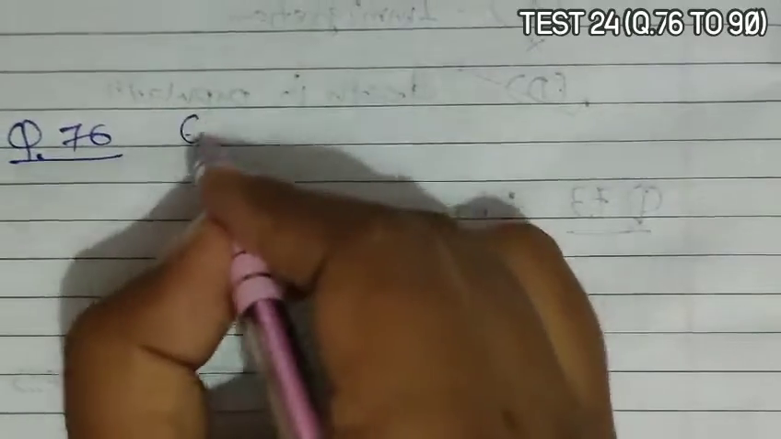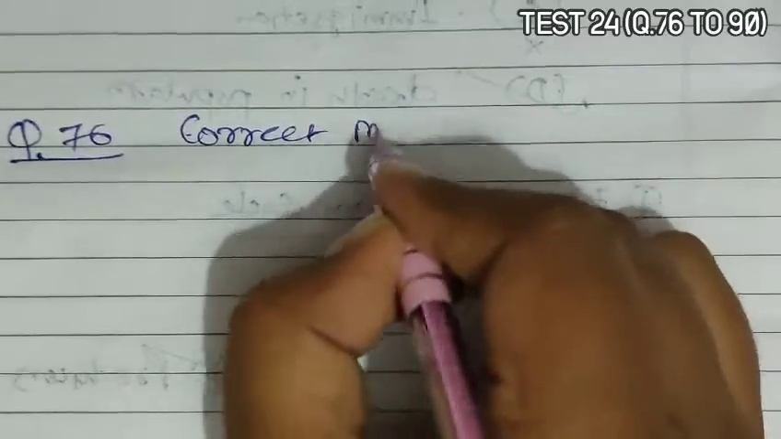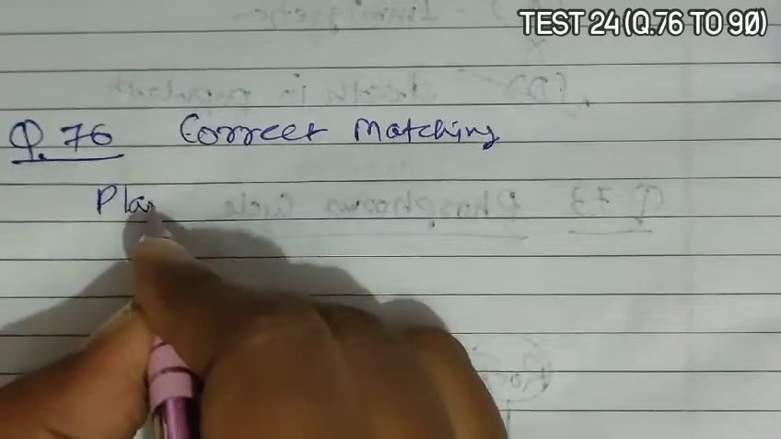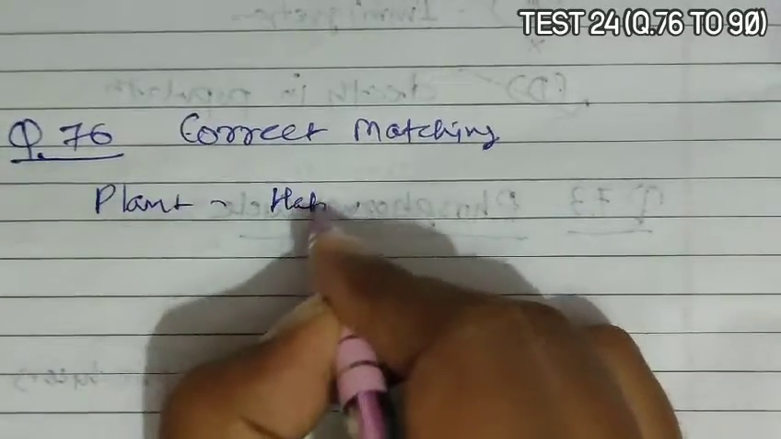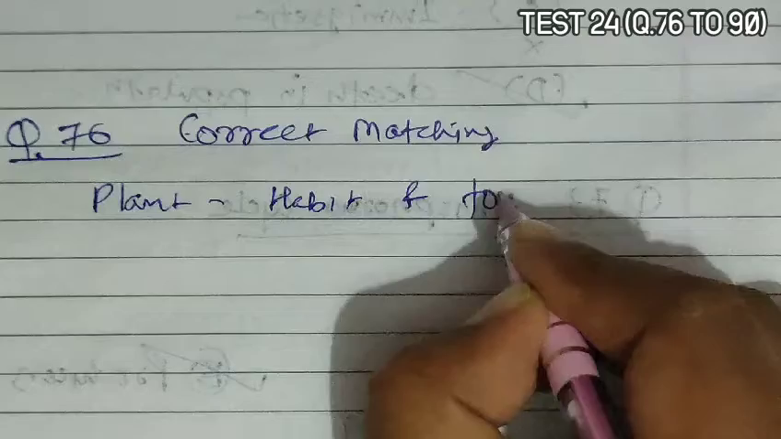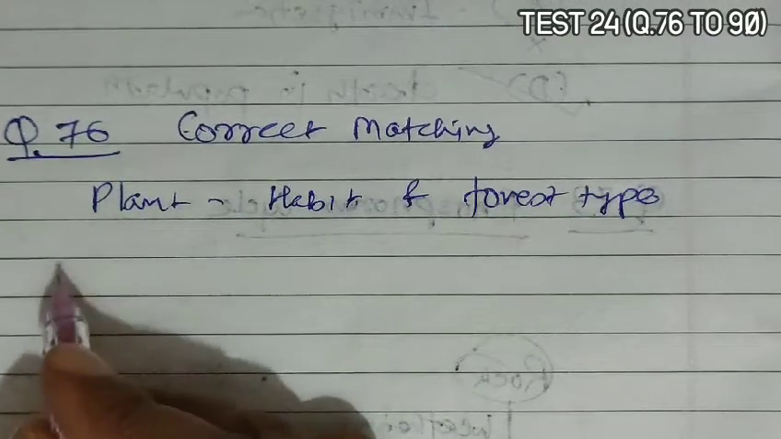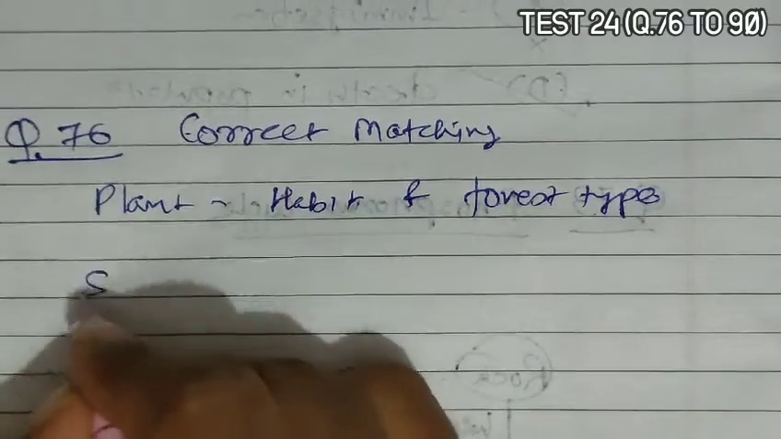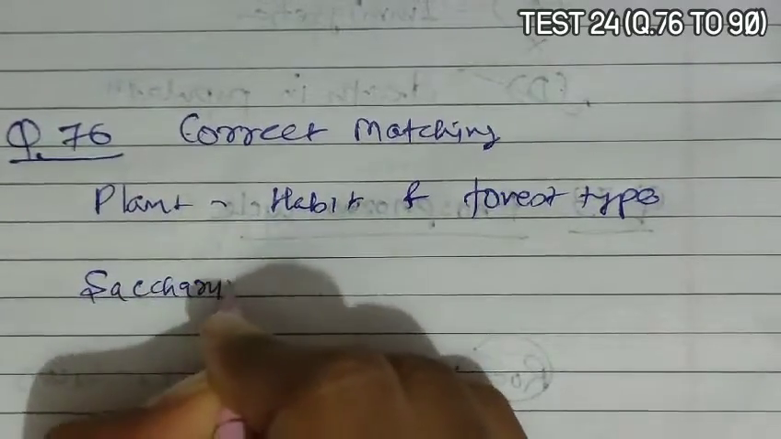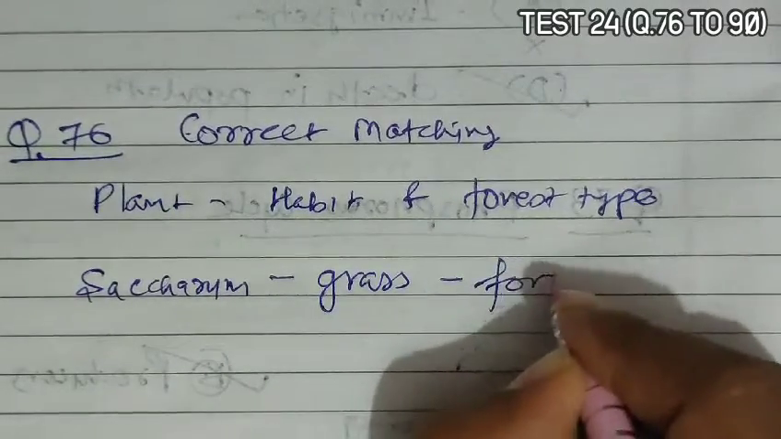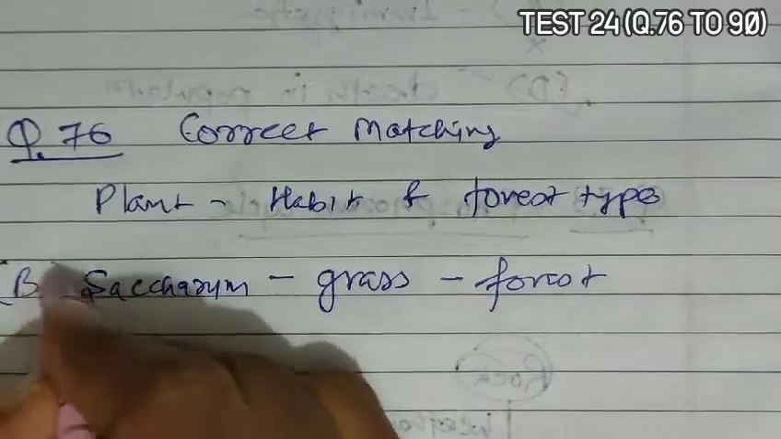Question 76 asks which one of the following is the correct match of plant, habit, and forest type where it normally occurs. By seeing all the options, it is found that Saccharum is a plant which is a type of grass and it is found in forest. So option B.